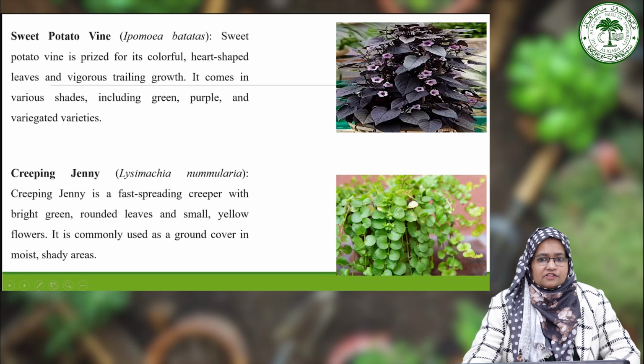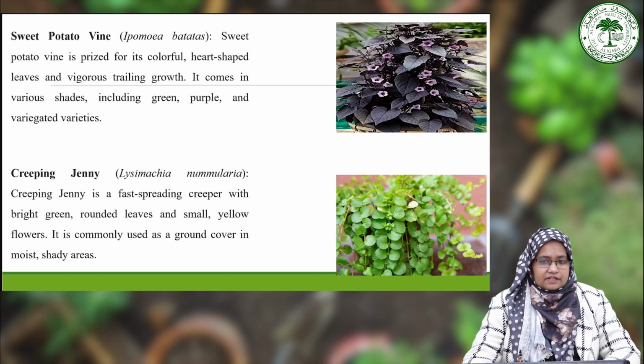The next plant is sweet potato vine, also known as Ipomoea batatas. Sweet potato vine is admired for its vibrant, heart-shaped leaves, as we can see in these images, and its robust trailing growth. Available in a range of hues such as green, purple, and variegated, it adds a striking visual appeal to gardens and containers.